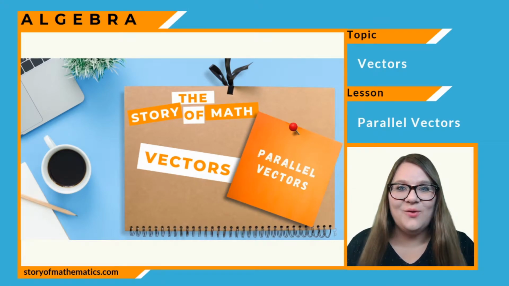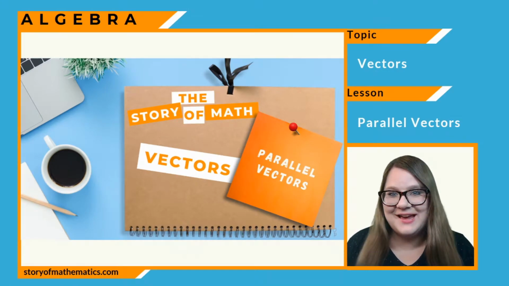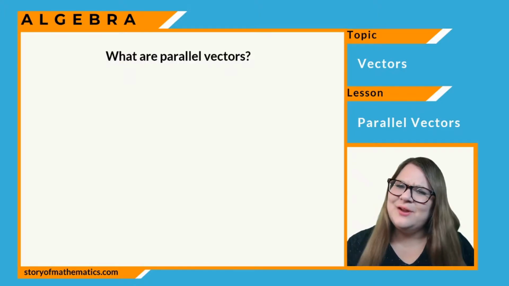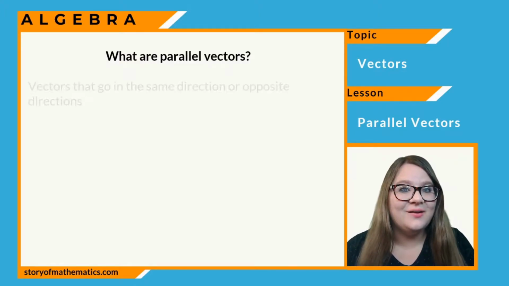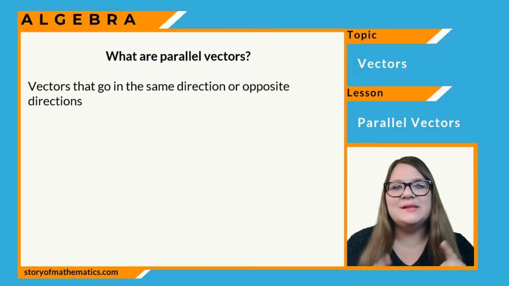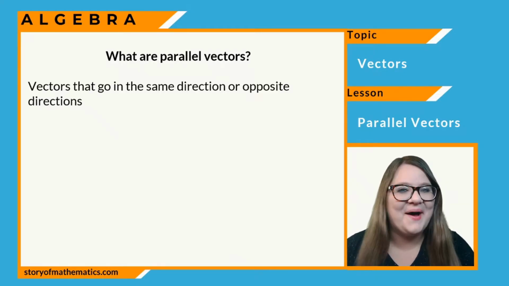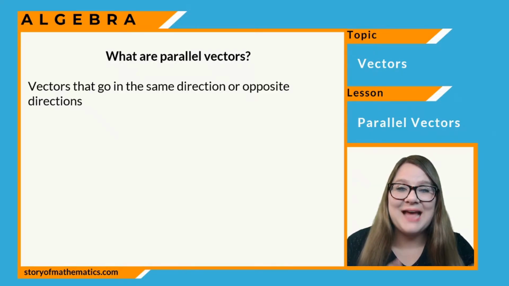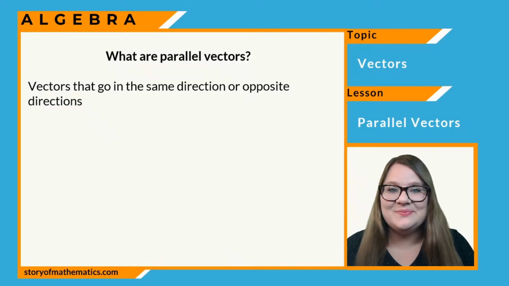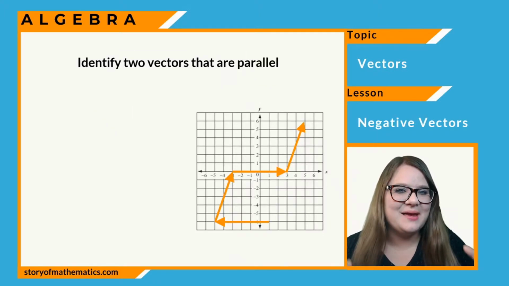Hi, in this video, we're going to talk about parallel vectors. So how do you know if two vectors are parallel? Well, they're going to be vectors that go in the same direction or opposite directions. So they have to be exactly the same or exactly opposite. Let's take a look at some examples.